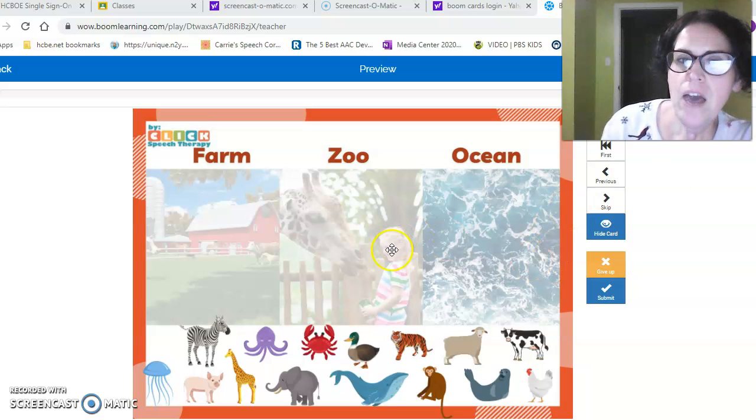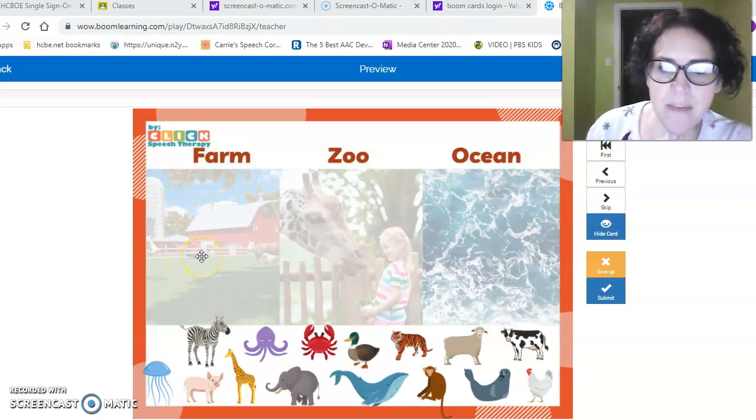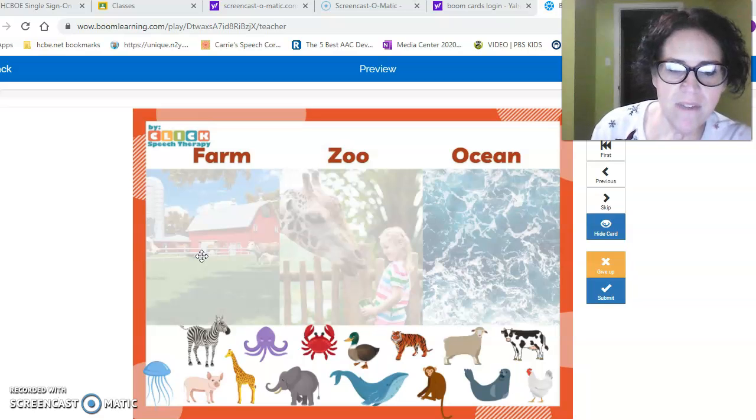And so we're going to go through it together here, and then you're going to practice it on your own at home. Okay, so first thing we're going to do is look at each different setting, and try to figure out which of these animals belong in there. So the first one is the farm. And think about what kind of animals live on a farm.